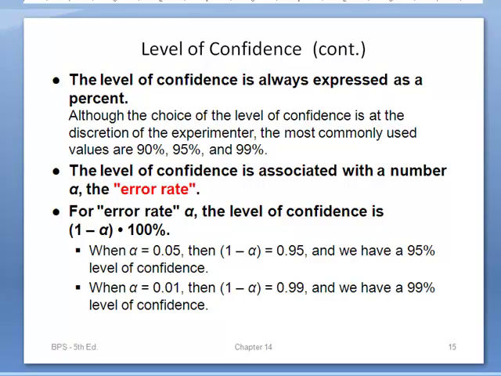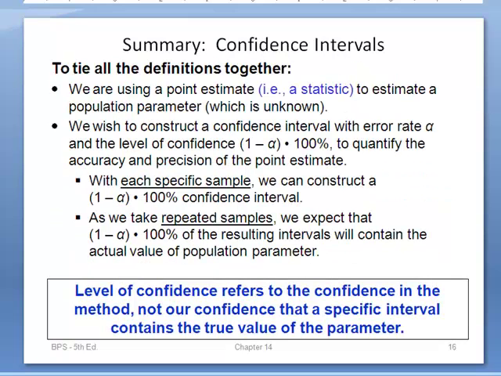So if I have an alpha of 0.05, then what is my confidence level? Well, I say 1 minus alpha, that's 0.95, and you multiply that by 100 to give us the percentage, 95%. We could also do the same for a 99% confidence interval, and we see that the alpha for that is 0.01. So let's put everything together.